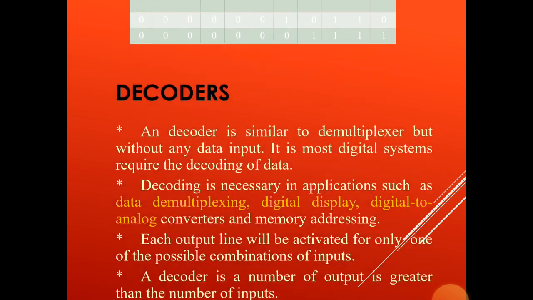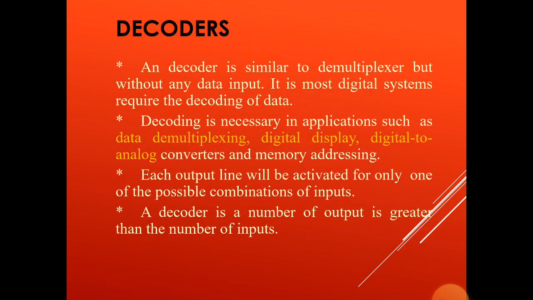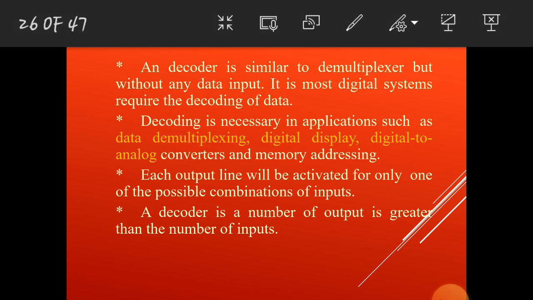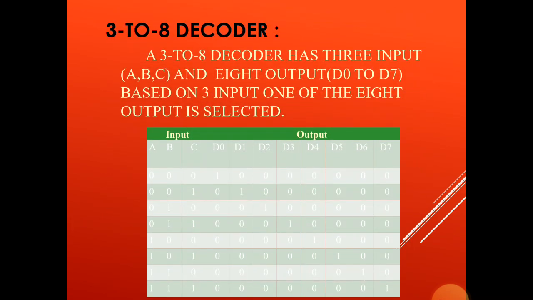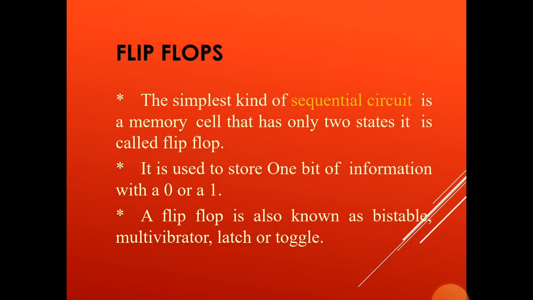A decoder is similar to a demultiplexer, but without any data input. It is mostly used in digital systems for decoding data. So a demultiplexer and a decoder perform the same operation. A lot of decoders are there. A 3 to 8 decoder receives 3 input bits and produces 8 output bits.